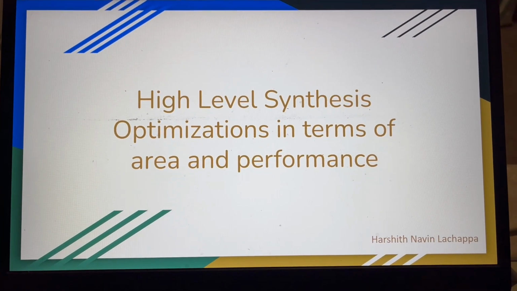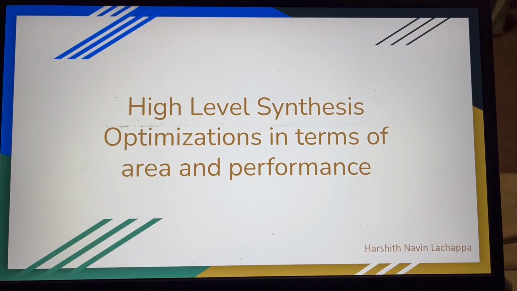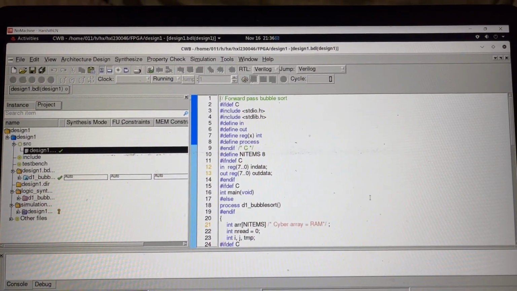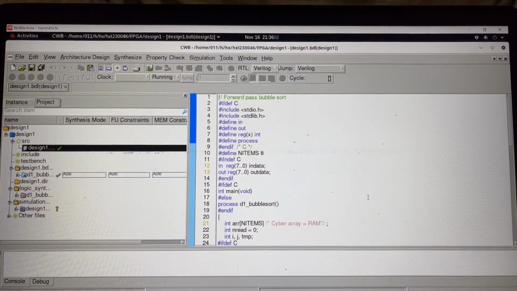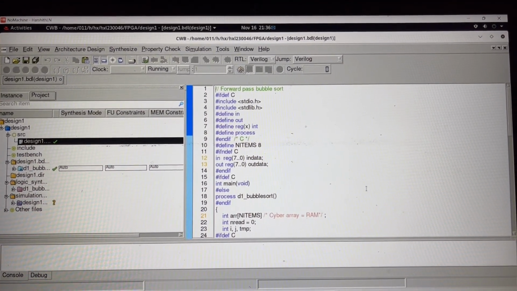Hello everyone, in this video we will learn high-level synthesis optimization in terms of area and performance. We will be doing the optimization for the bubble sort algorithm. In this algorithm, we are going to insert the pragmas.